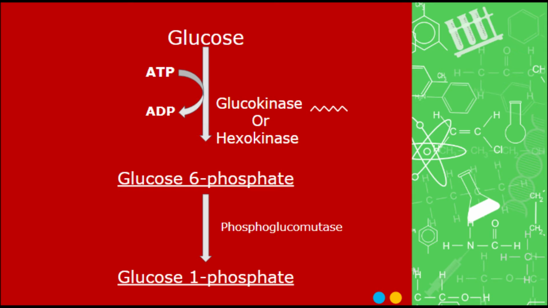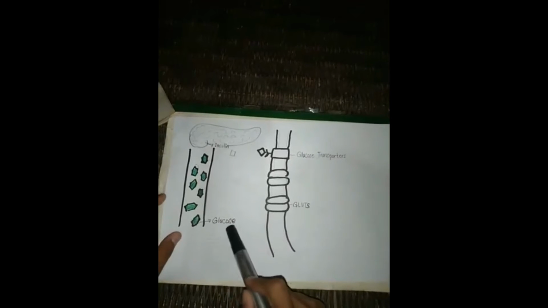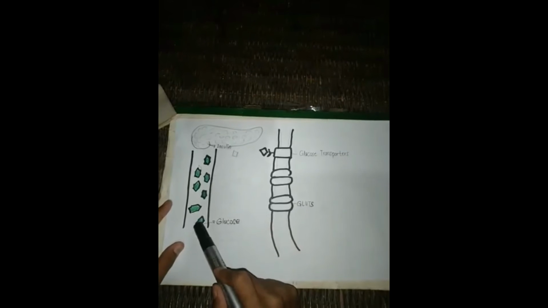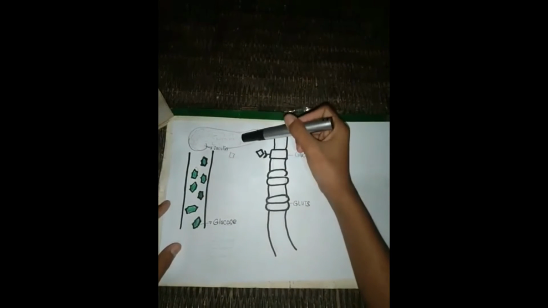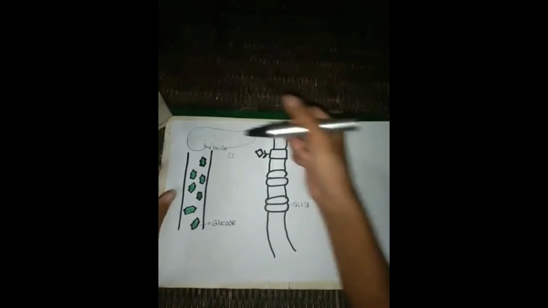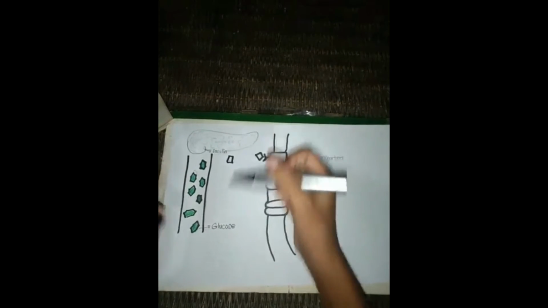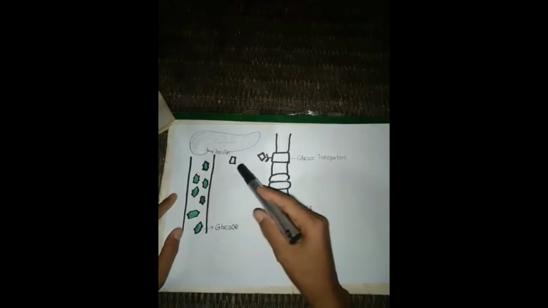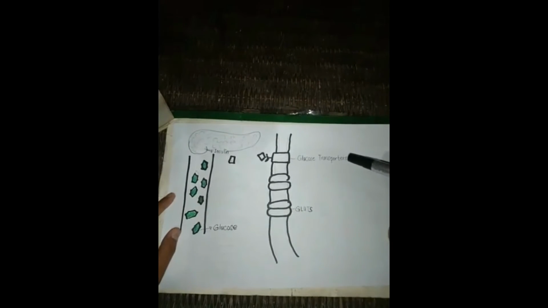The first step of glycogenesis involves the conversion of glucose to glucose 6-phosphate, and the second step is from glucose 6-phosphate to glucose 1-phosphate. Now let's take a closer look at this part. Glucose is absorbed from the intestine, which causes our blood sugar to go up. The pancreas responds to high blood sugar by secreting insulin. Now, the insulin acts on the glucose transporters.